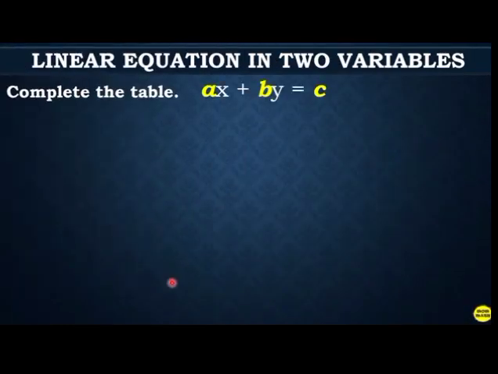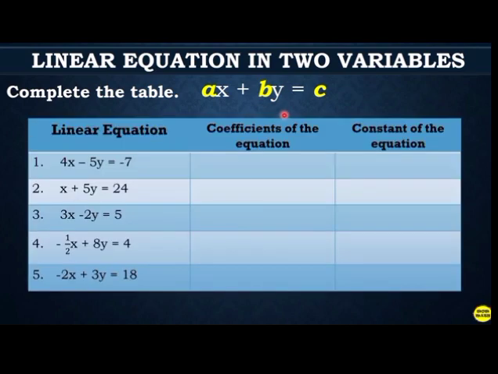Let's proceed and let's complete the table. I want you to find the coefficients and the constant of the equations. Remember, your a and b are the coefficients and c is the constant. So let's complete the table here.